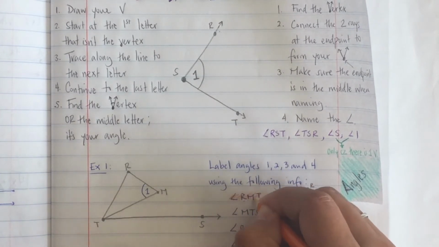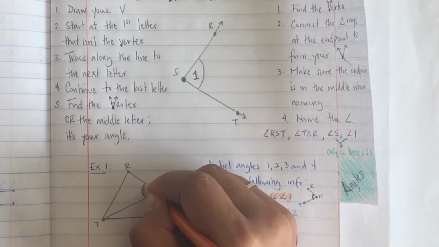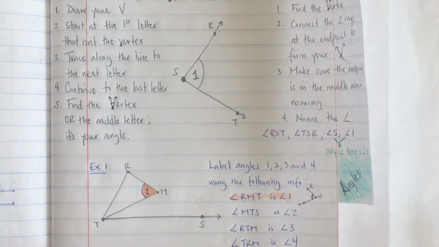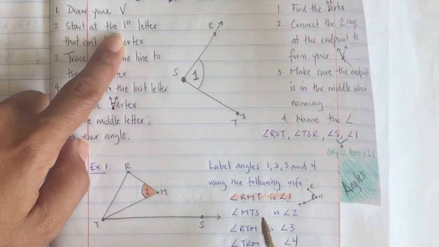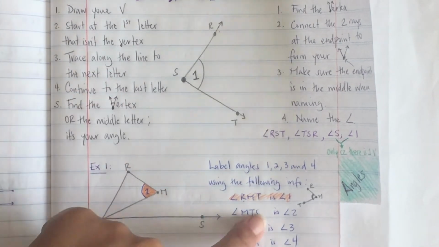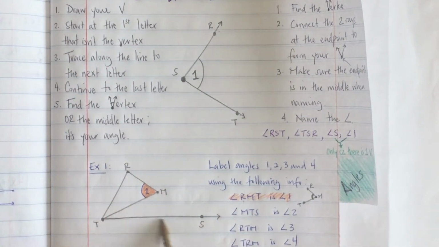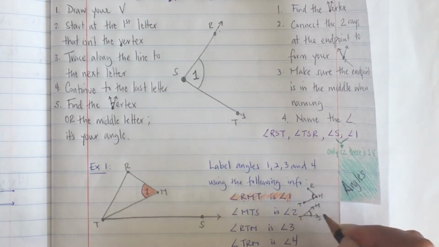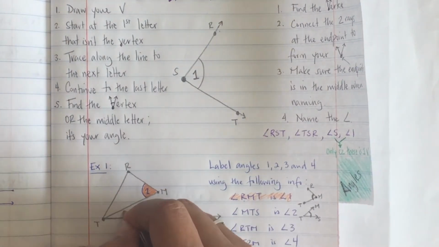We're going to do the same thing again. We're going to start at angle M. Then you're going to go to T and then to S. So start at the first letter, go to the vertex, then continue to the next letter. Where you see that V, that is your vertex. Okay, so label MTS angle 2. That vertex right there is going to be angle 2.